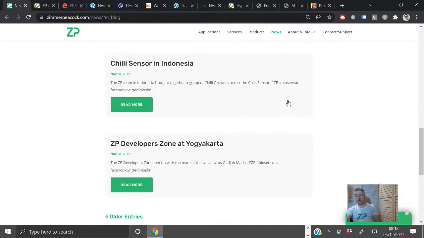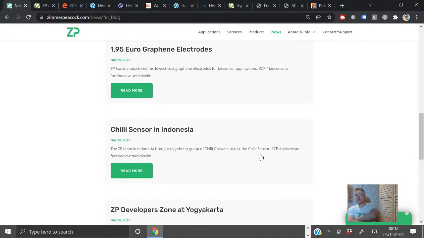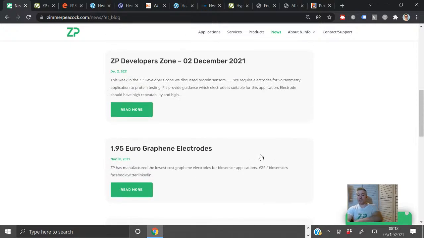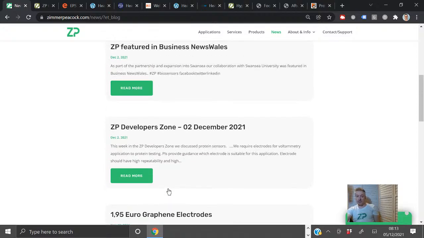Some other news from Zimmer & Peacock this week. I just want to say a big thank you to the team in Indonesia. They have been working hard. They've been out to speak to academics regarding our core technologies around biosensor development, and they've also been taking the chili sensor out to chili growers in Indonesia. I think these graphene electrodes that have come from Zimmer & Peacock will be really useful for the R&D community, and I have a strong suspicion that these will play out really well in India as well because of the low cost.